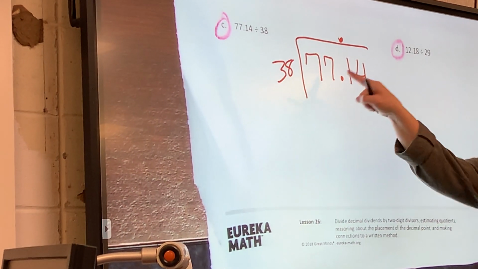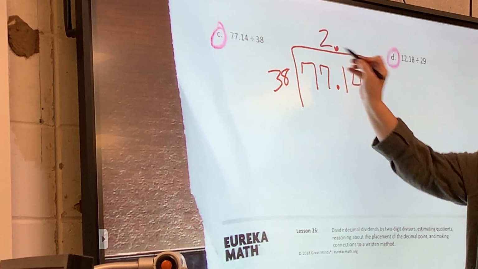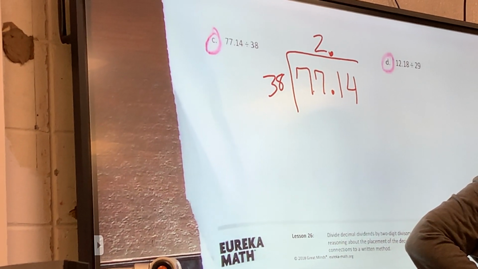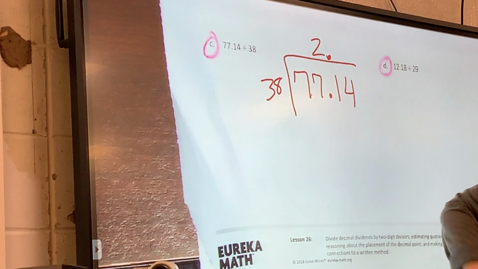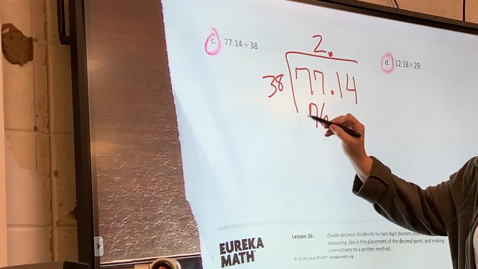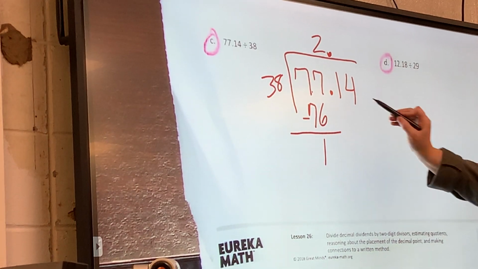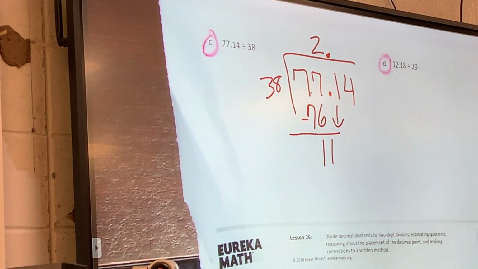So where does that 2 go? Which 7? The first or the second? Second. Because it's not going into 7, it's going into 77. Okay, what is 2 groups of 38, Christopher? 76. That was perfect, wasn't it? Subtract it out, and I get what, guys? 1. Bring down this 1, and it is 11.